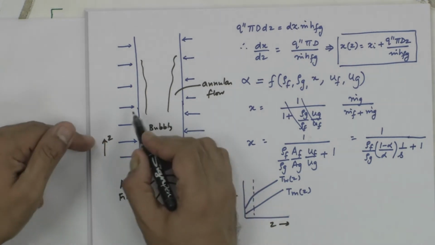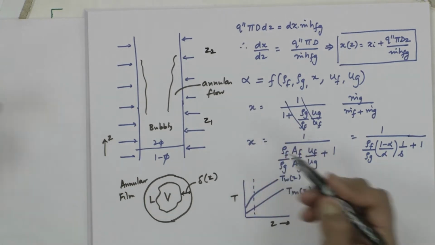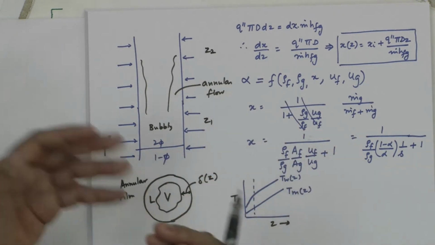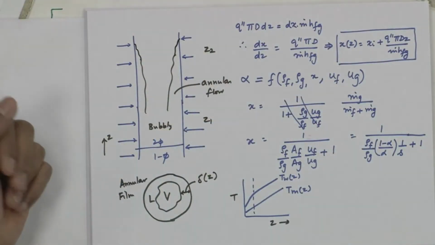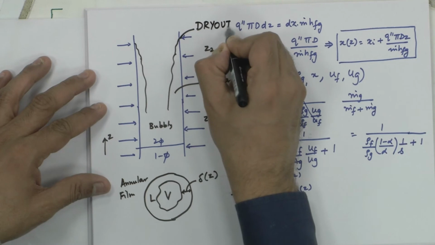As I move from location Z1 to another location Z2, I am generating more and more vapor, and the liquid film therefore will become thinner and thinner. Finally, in case of dry out, the liquid film will eventually be gone. This situation is what we call as dry out, where there is no more liquid.